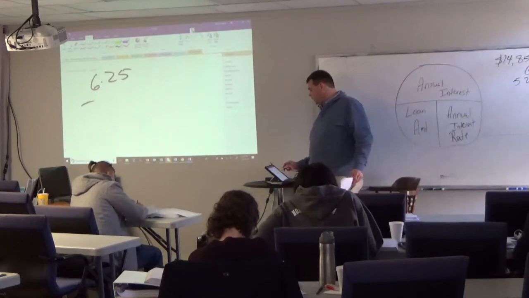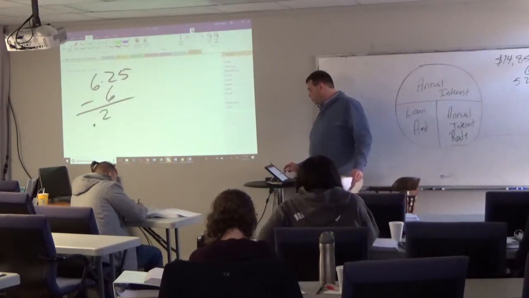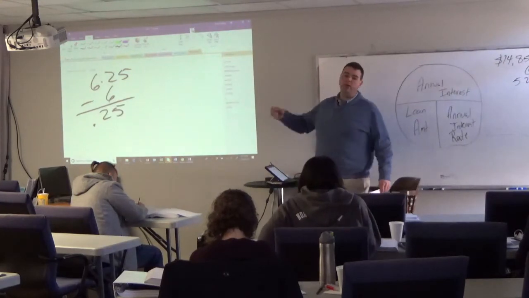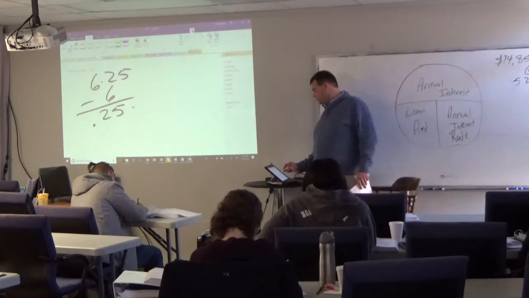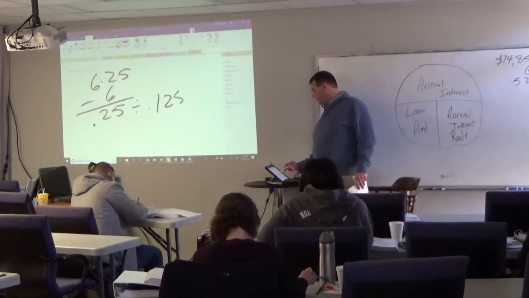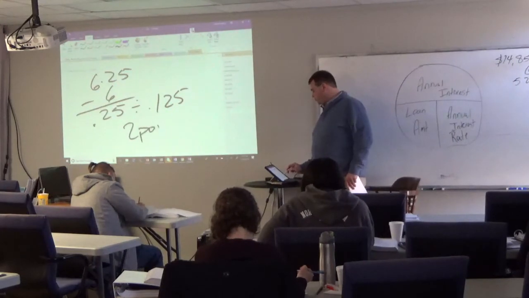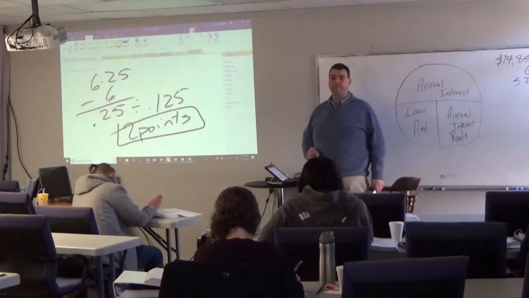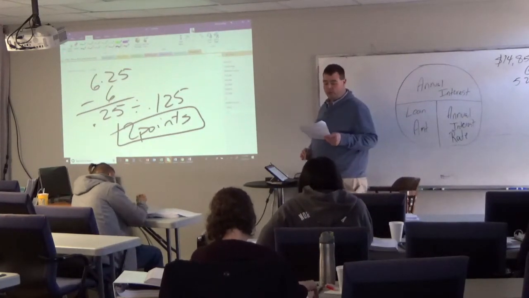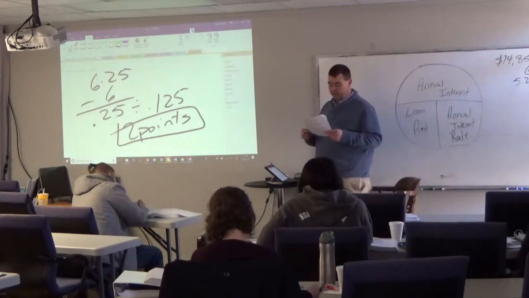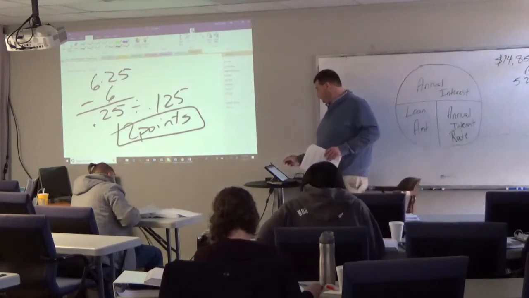6.25. And what did we end up at? 6. So how much did it change? 0.25. And how much does each one change it? 0.125. So we just divide that by 0.125. And how many points did it take? 2. 2 points. Okay? Feel all right with that? Go ahead and work on number 13.